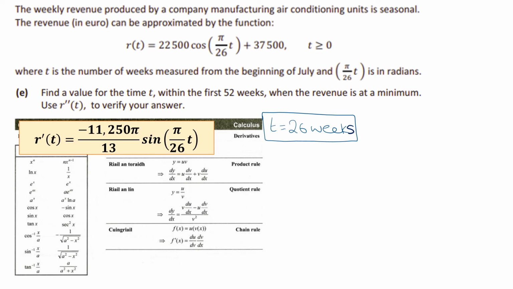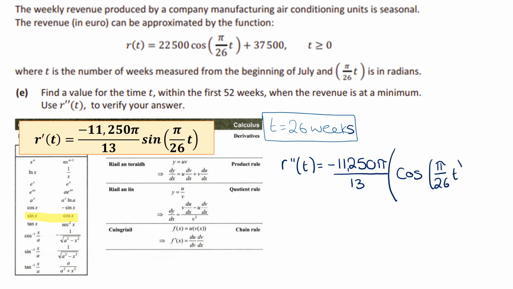So here is our log tables. We're working with sine this time. Sine differentiates to cos of x, but we're still going to have that chain rule happening. So the second derivative of the revenue function is, again, we leave this coefficient alone, we don't touch it. Sine goes to simply cos, the angle stays the same, but then we multiply it by the derivative of the inner function, which is really the coefficient of the angle in this case.